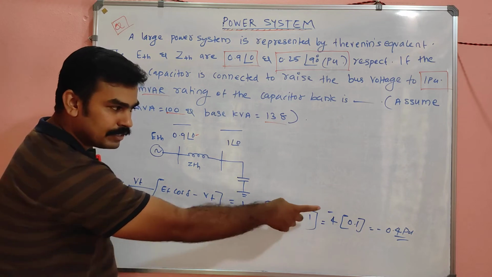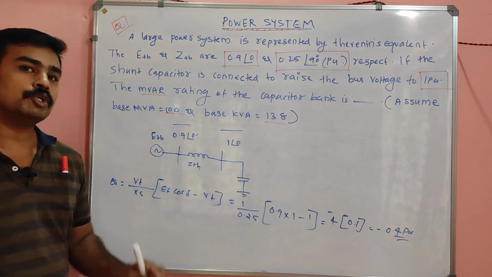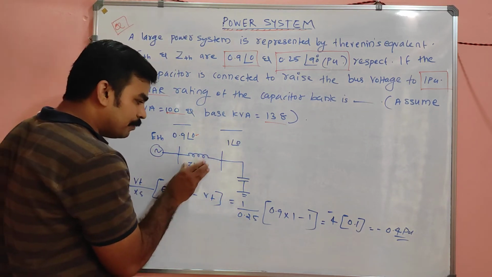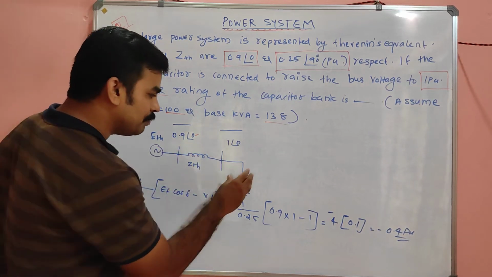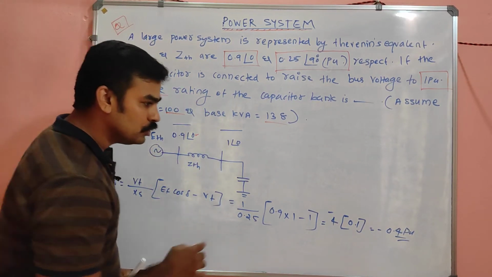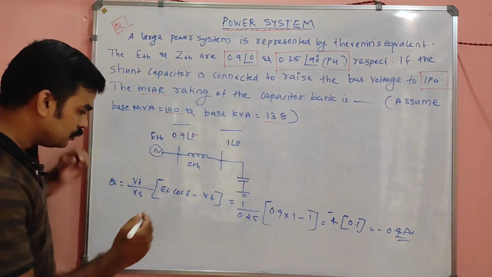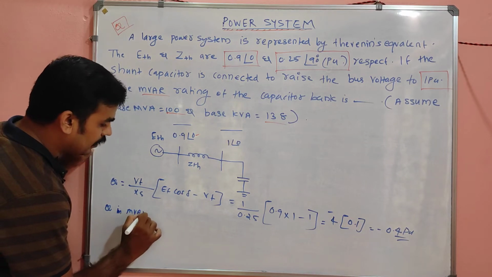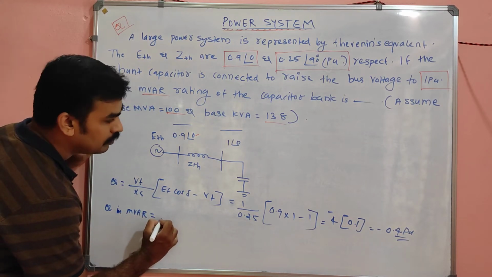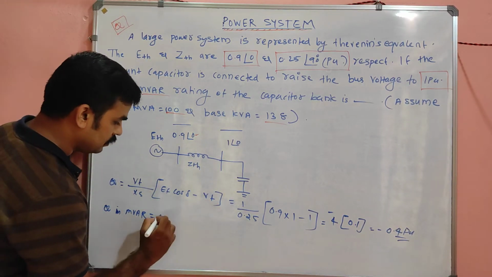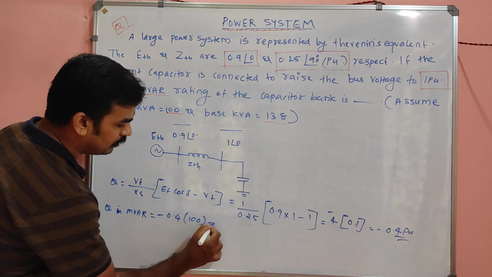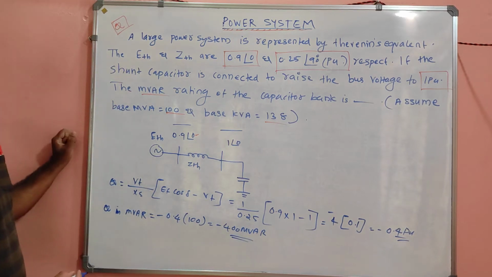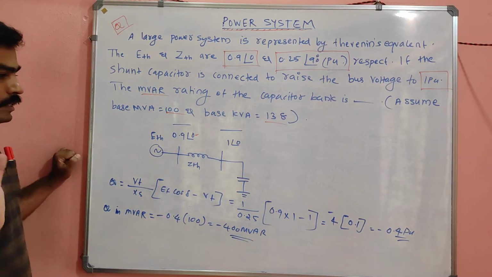So this much reactive power you should supply in the transmission line, so that the reactive power produced by this will cancel the reactive power produced by the capacitor. Okay, so now it is given as minus 0.4 per unit. So Q in MVAR will be equal to minus 0.4 into 100 MVA, so minus 40 MVAR. Correct. Is there any problem?